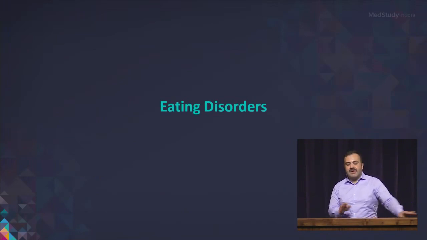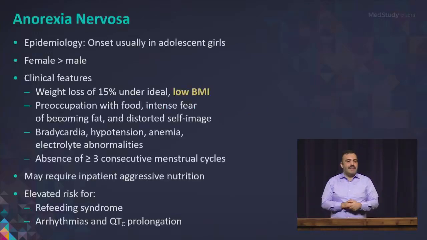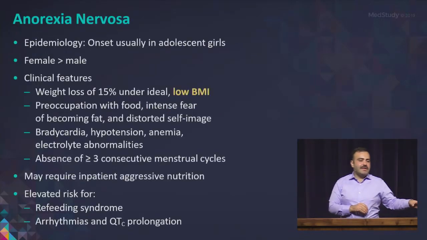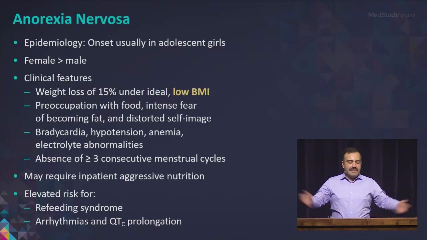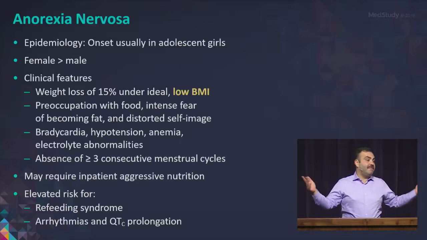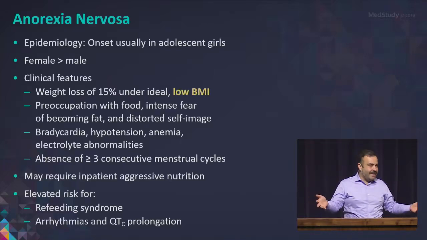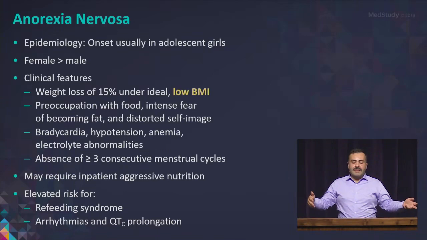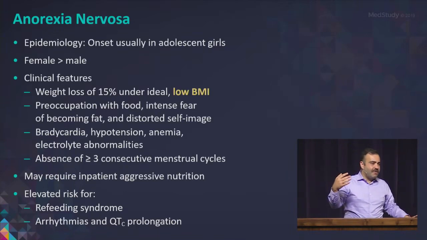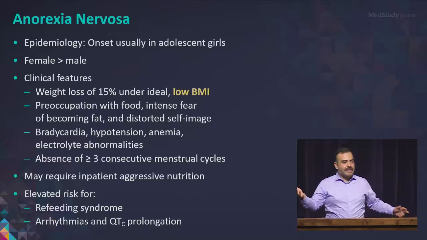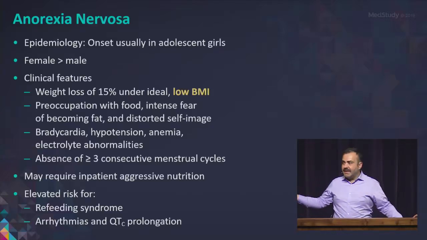We'll briefly touch on eating disorders. Anorexia nervosa. The only thing that you really need to know about the exam is that these patients have very, very, very low BMI. And in DSM-4, amenorrhea was a criteria for this condition. In DSM-5, they removed it to include male patients.